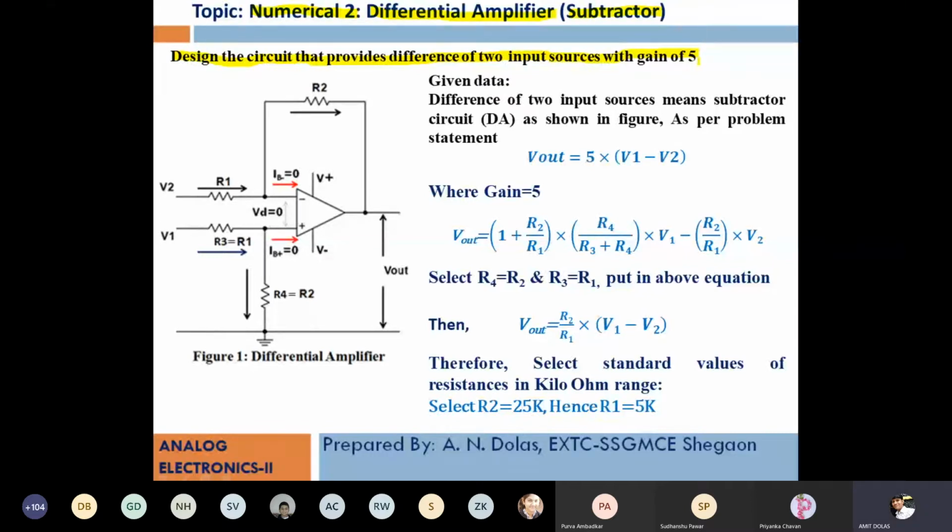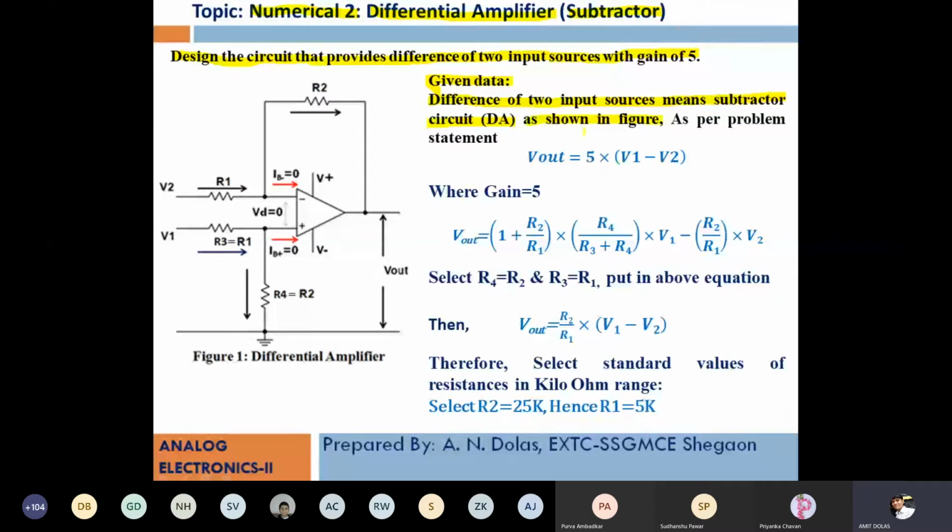Writing the given data is also important, and once you get a proper equation, then everything is easy. The difference of two input sources means a subtractor circuit using the differential amplifier mode. As shown in the figure, I have not changed the figure. The figure is still figure 1, which is the differential amplifier. I have used the figure caption here, figure 1. In the previous PPT you can see figure 1 is the same, so I copy pasted it here.